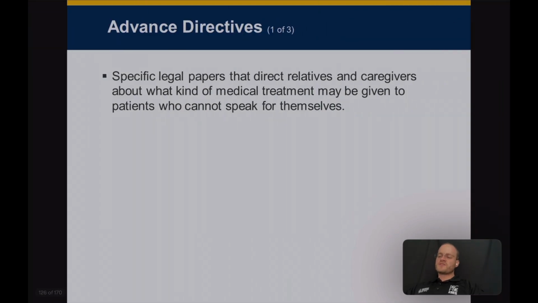And so advanced directives is retouching on some of the medical ethical stuff that we talked about way back at the beginning of this course. An advanced directive is a specific legal paper that directs relatives and caregivers about the kind of medical treatment that may be given to patients who cannot speak for themselves. This last part is so important. Patients who cannot speak for themselves. So when is an advanced directive valid? When the patient, like a power of attorney or something like that, it's when the patient can't speak for themselves, okay?